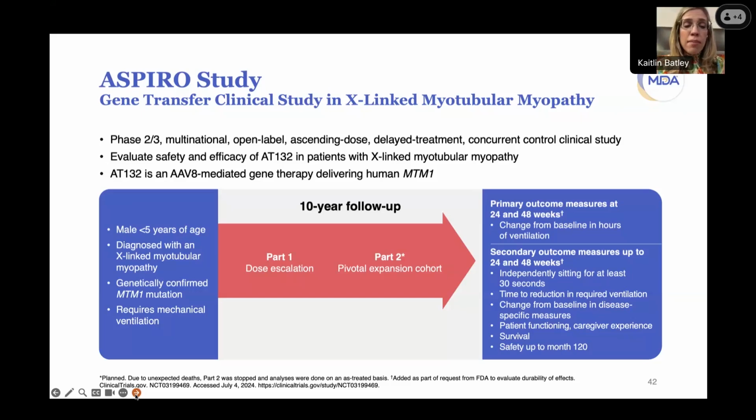And so over time, through dose escalation, they treated these patients with this investigational gene therapy, and their primary outcome that they looked at was respiratory function, so change in the number of hours that they required ventilation. Then they also looked at a whole host of other things, mostly focusing on motor function, and then of course, very important, survival, because we know that this disease can be very life-limiting. And so next slide.